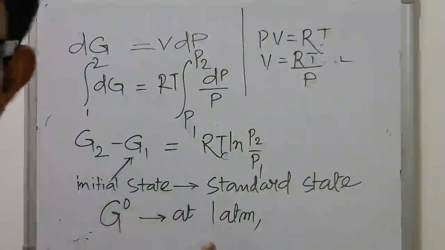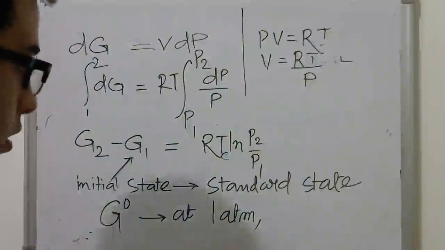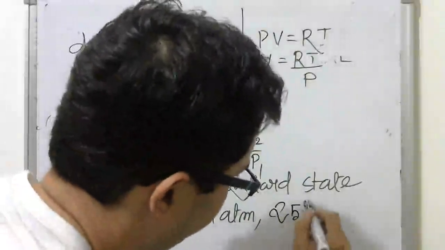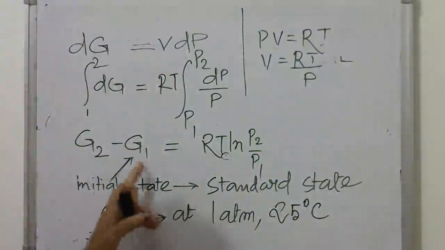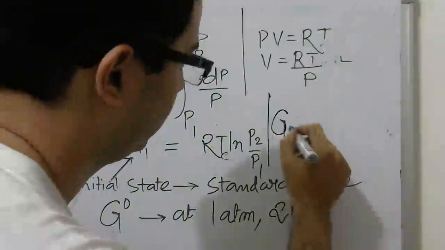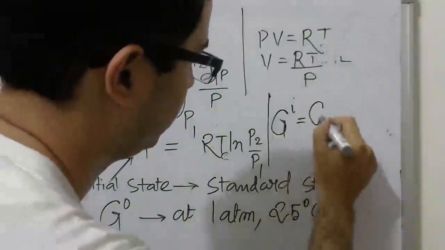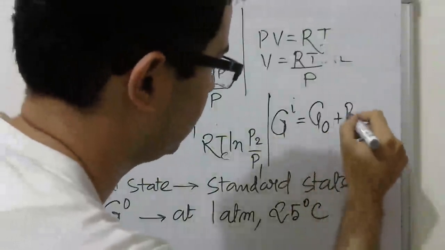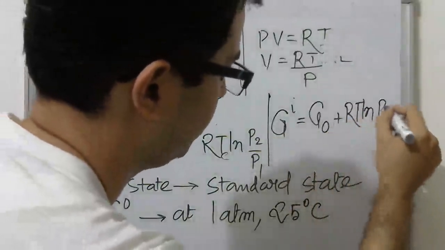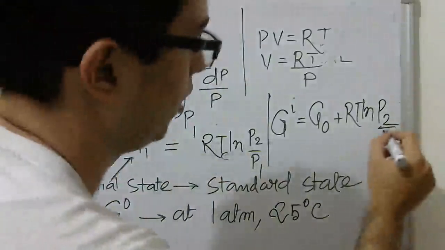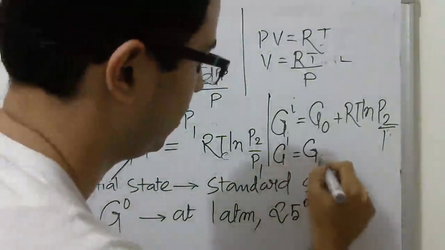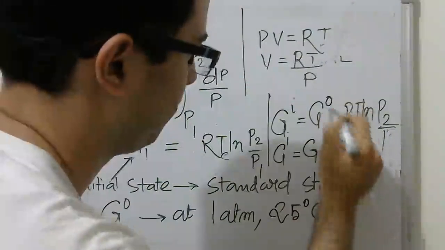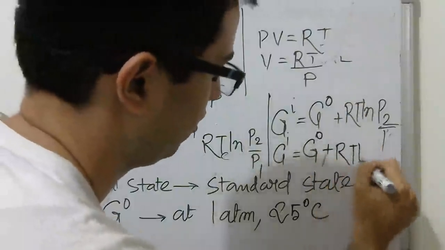which is at 1 atmospheric pressure and 25 degrees centigrade. Normally it is defined. This is a standard state. So if I put that as G1 as G0, so G final, or let's say Gi is G0 plus RT ln P2 by 1. So this becomes P2, or Gi is G0, where 0 is now written on top, plus RT ln P.